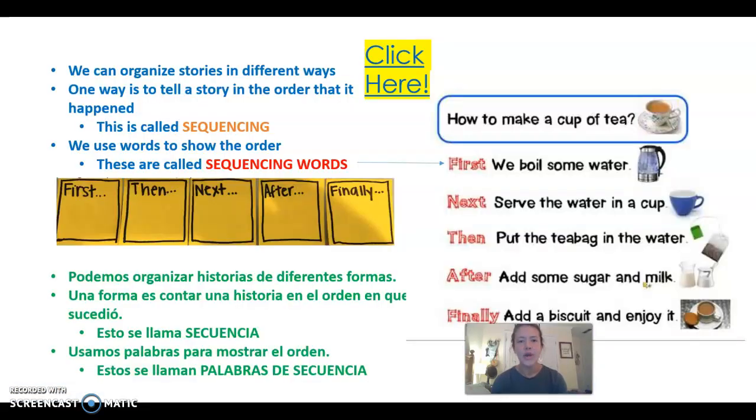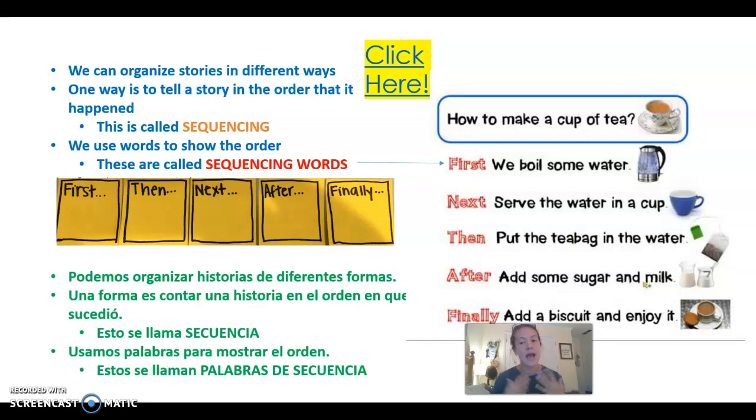So for writing today, we are going to be talking more about sequencing words. When you guys were working on retelling stories, which we're still working on, we learned that when we want to tell what happens in order from beginning to end, we use words called sequencing words. And those are words like first, then, next, after, and finally. So we organize a story by telling what happens in order. And this is called sequencing. And when we want to show the order, we use words called sequencing words.